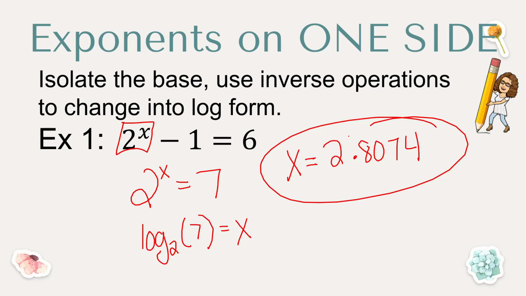And what's cool is I could plug it back in. Now, keep in mind, if you do plug it back in, though you're not required to do so, you would not get exactly 6. You might get like 5.9999 just because of rounding.